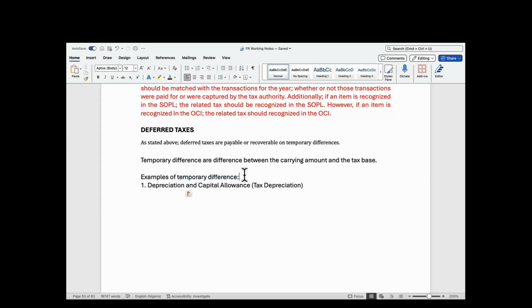All right. So we don't like that difference. It's affecting our books one way or the other. It's not making us capture the actual tax effects. So we are capturing that temporary difference.